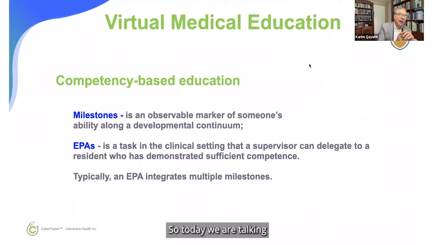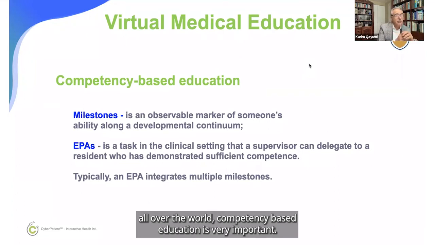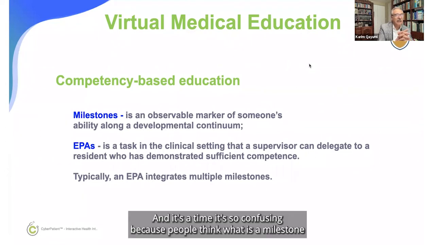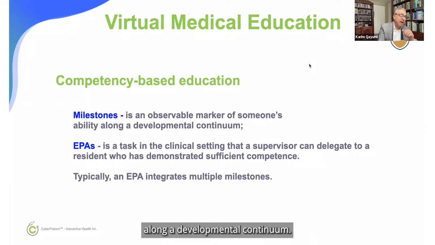So today we are talking more about competency-based education. Particularly in medical schools nowadays, all over the world, competency-based education is very important. You will hear a lot of things about milestones and EPAs and things like that. At times it's so confusing because people think, well, what is a milestone? So a milestone is an observable marker of someone's ability along a developmental continuum.